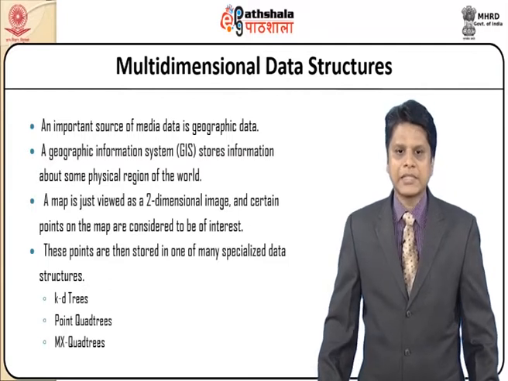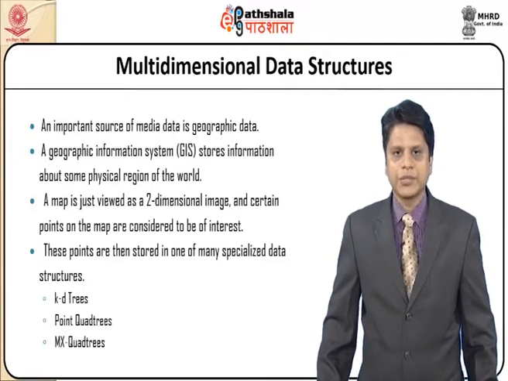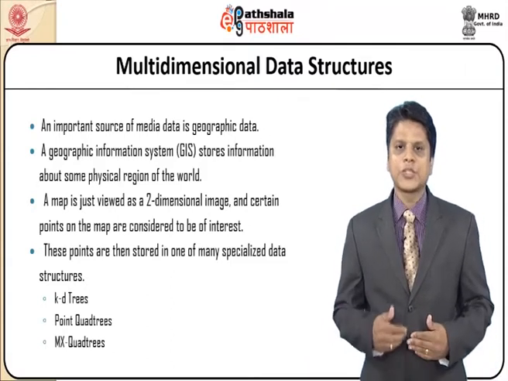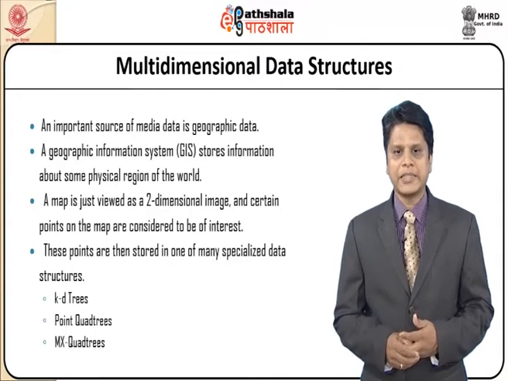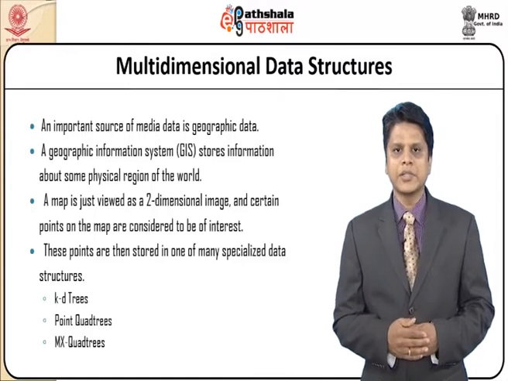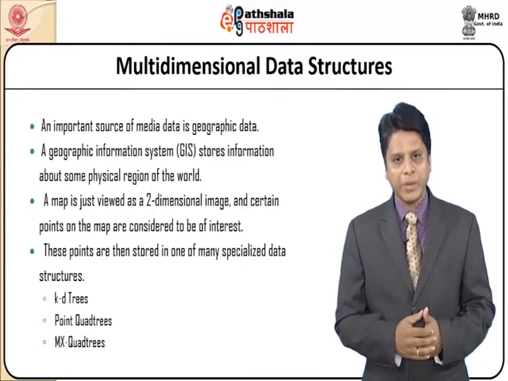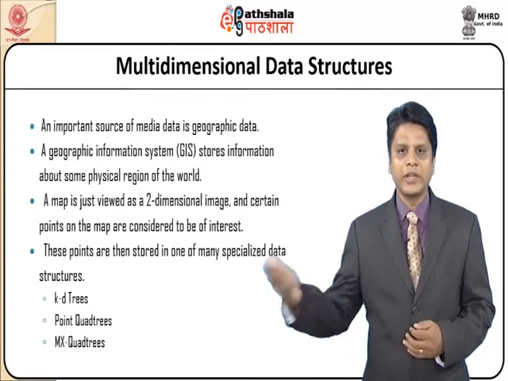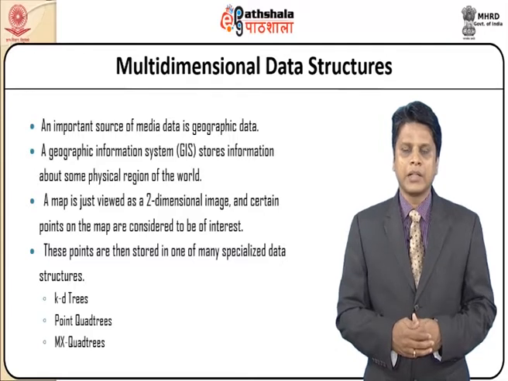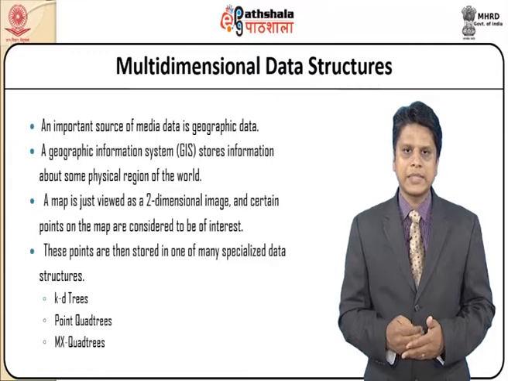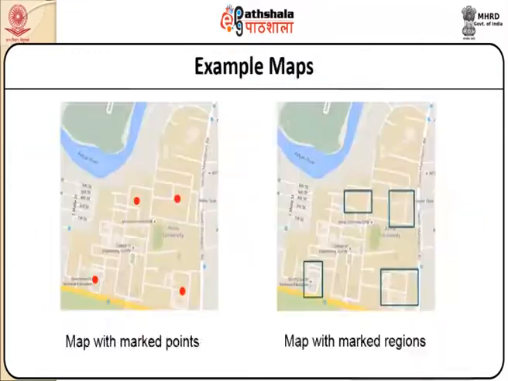A map is just a 2-dimensional image and certain points on the map are considered to be of greater interest for us. So, these points are then stored in one of many specialized data structures. As I have told you in the objectives, it could be in the form of a 2-dimensional tree where the k is defined, or it could be 3D trees or 4D trees or n-dimensional trees. The other thing that I will be talking about for today's session is point quad trees, MX quad trees and R trees.